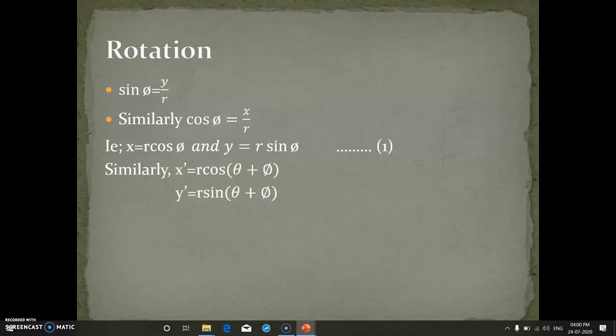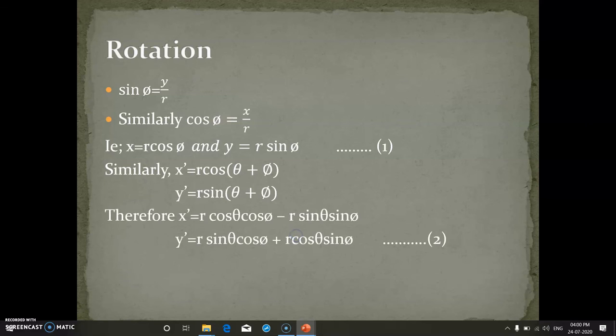Similarly, we can find out x dash and y dash. x dash is equal to r cos(theta plus phi) and y dash is equal to r sine(theta plus phi). Expanding cos(theta plus phi) and sine(theta plus phi), we get x dash is equal to r cos theta cos phi minus r sine theta sine phi, and y dash is equal to r sine theta cos phi plus r cos theta sine phi, which is marked as equation 2.